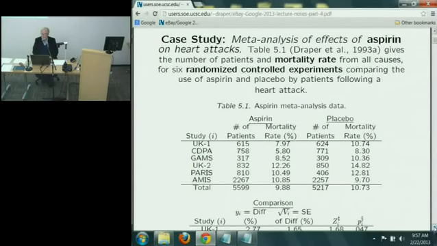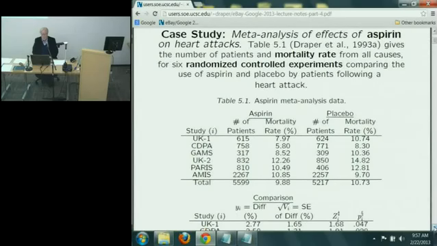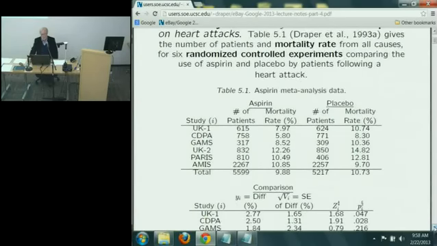So you recall the setup. We had a series of 6 different experiments, all of the same phenomenon. They were all randomized controlled trials with what's called 2 arms in the study, an aspirin arm and a placebo arm, placebo being a pill that looks just like aspirin but doesn't have any aspirin effect in it.